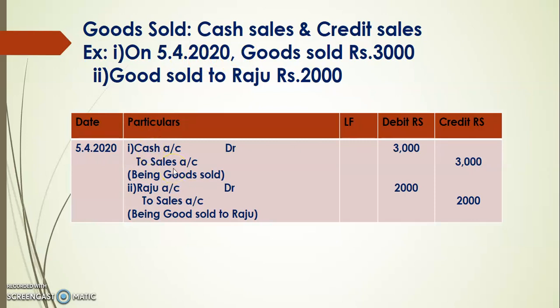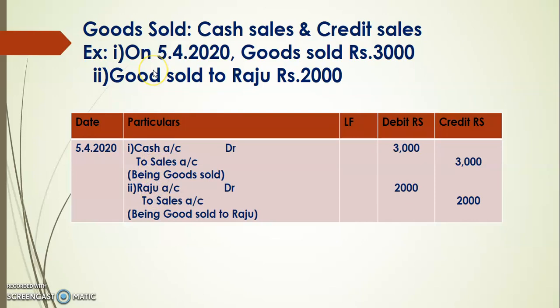So you can imagine what is done at the time of goods sold. Cash comes inside and goods go outside. So at the time of cash received inside, we have to debit the cash account: cash account debtor to sales. At the time of cash sales, you have to debit the cash account and credit the sales account.